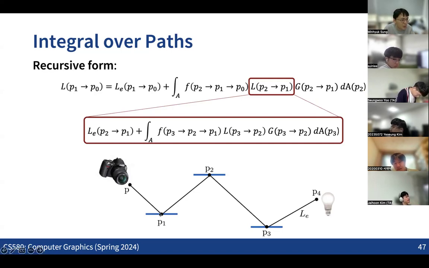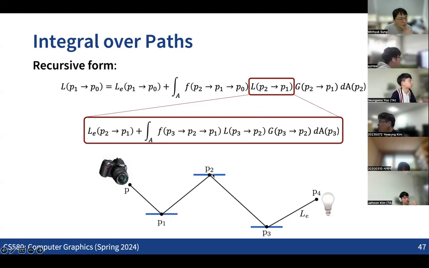For that, we are calculating the outgoing radiance from P1 to P0, right? For this computation, we're going to have two terms. One is about the emission, and the other is for the reflection, right? Then we're also going to have the term for the light from P to P1, right?